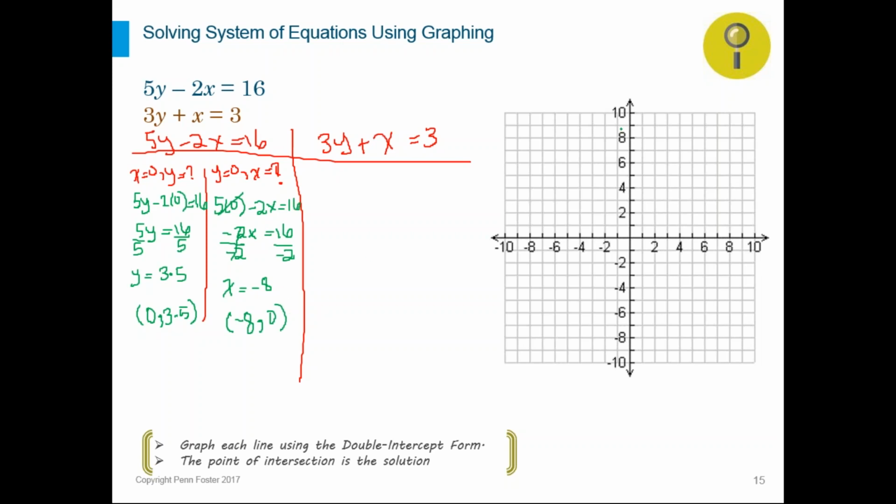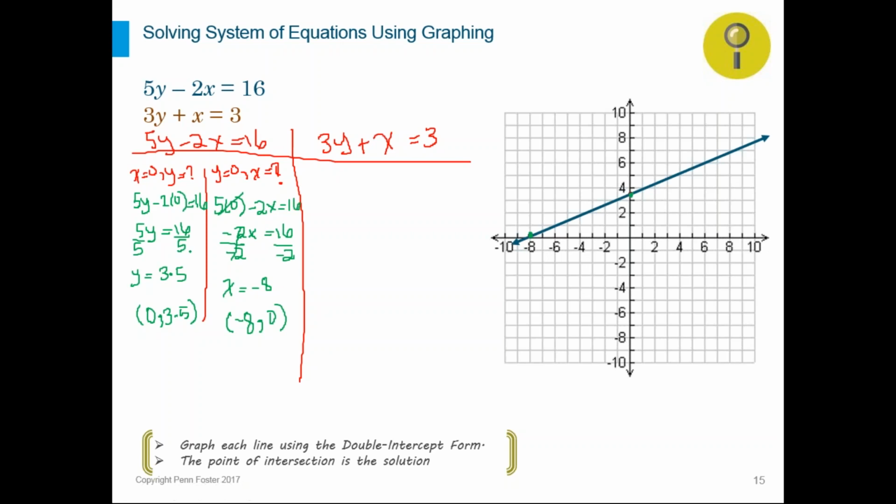Let's plot that on the coordinate plane. So we have (0, 3.2). That's 3, so that's the half here. That would be one point. And the other point is (-8, 0). So these are the 2 points here. Connect the points to graph the first line. And here you go. This is the first line.